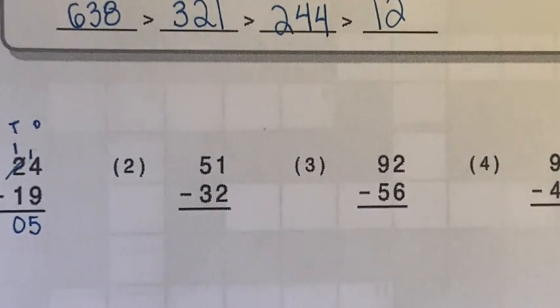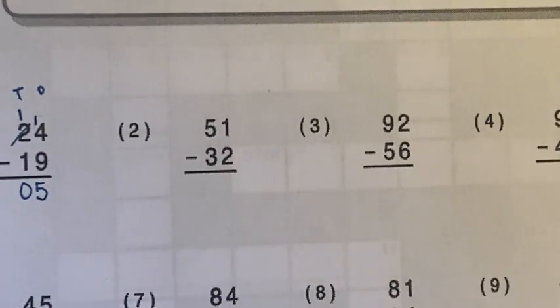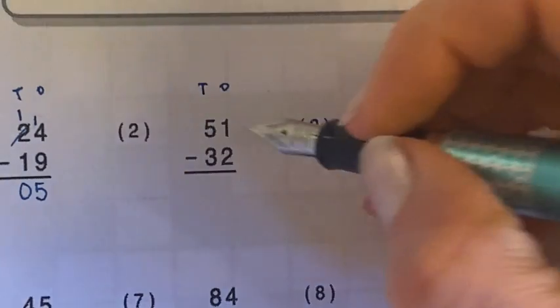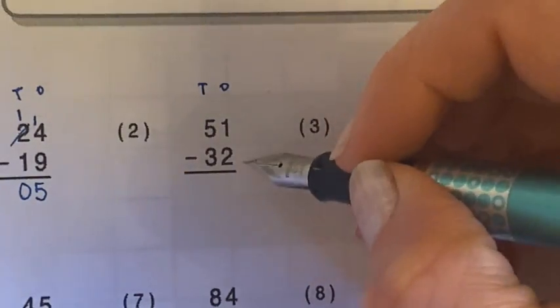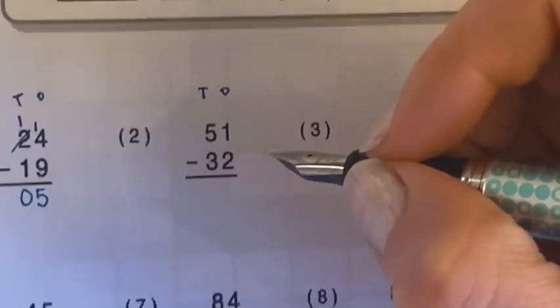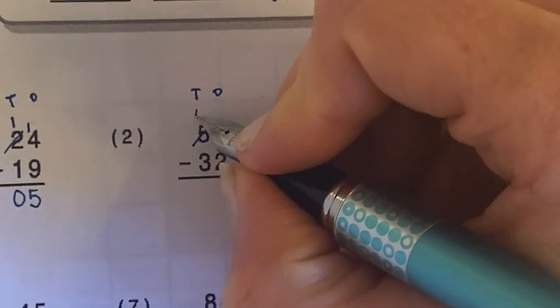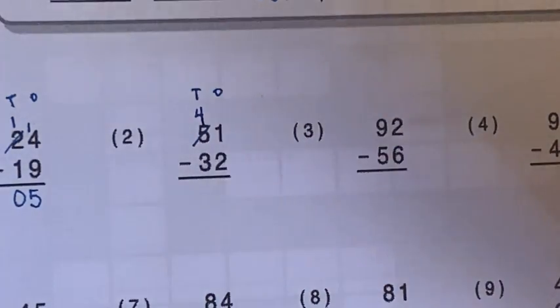Okay, for this one, 51 subtract 32. I start at 51, and I have to subtract 32. So what I do is I start with my 1s, because I've got my 1s and my 10s. I start with my 1s. I can't do anything here. So I need to borrow from a neighbor. So I cross out my 10s. I'm borrowing 1 10. So I have 4 10s left.